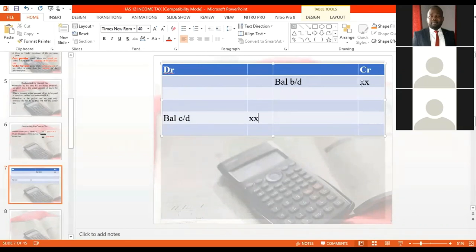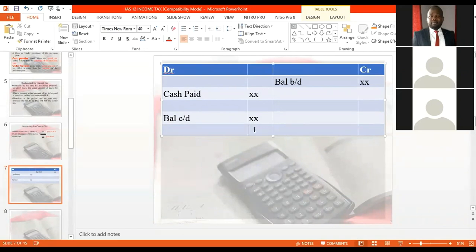Now, how do you know the balance brought down and balance carried down? Opening balance. For example, if I give you taxes for 2 years, tax for the year ended 2019 and tax for the year ended 2020. So estimate of the year ended 2019 will be the opening balance. Estimate for the second year will be the closing balance. And then you find what was the cash paid. How much did you actually pay RRA? You post your cash paid.